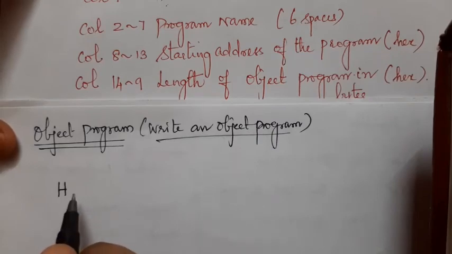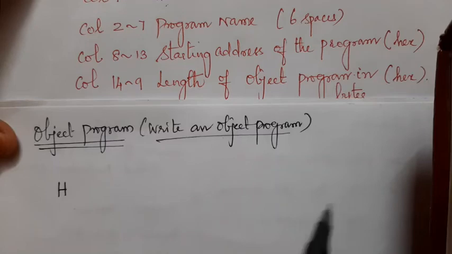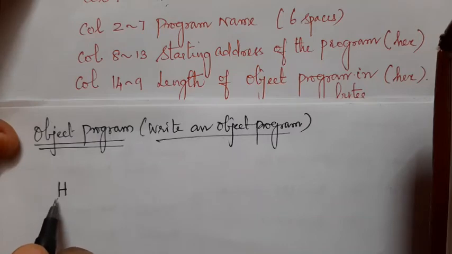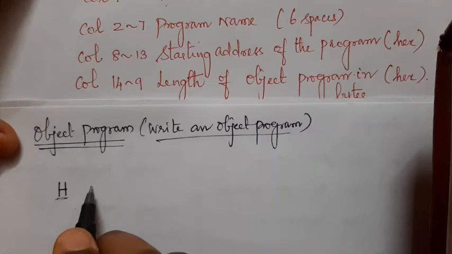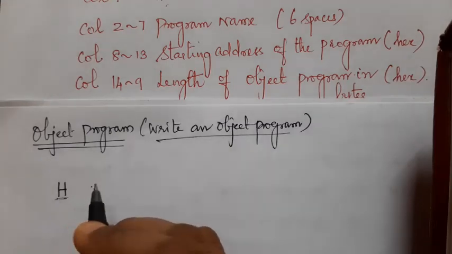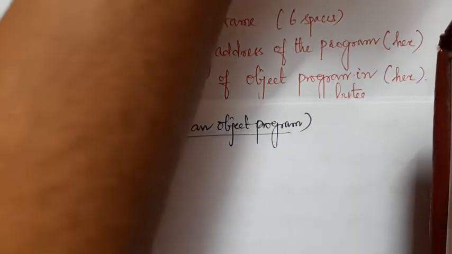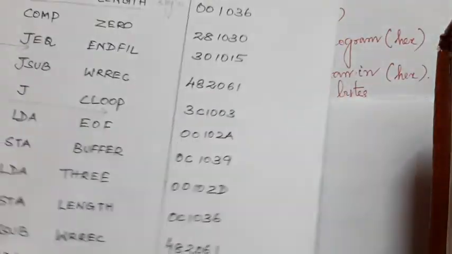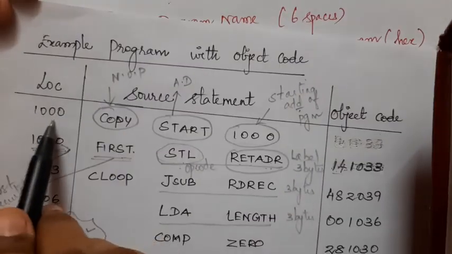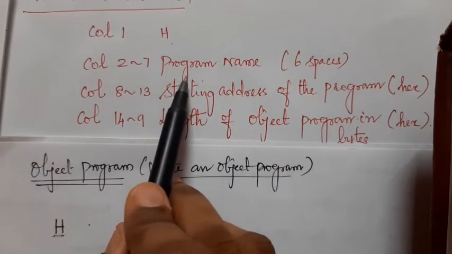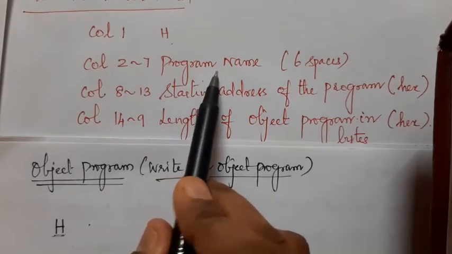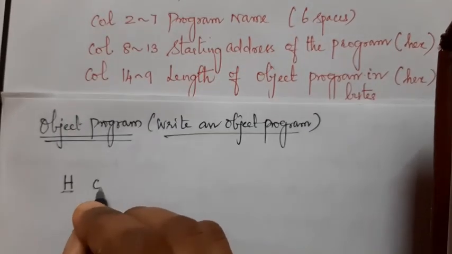To write each instruction's address and their object code, we need to separate between the 2 instructions. So, you are going to write a header record H. Next, I am writing a program name. So, what is the program name? We will take out those sheets. See, what is the program name here? The program name is COPY. So, in column 2, the program name is COPY.